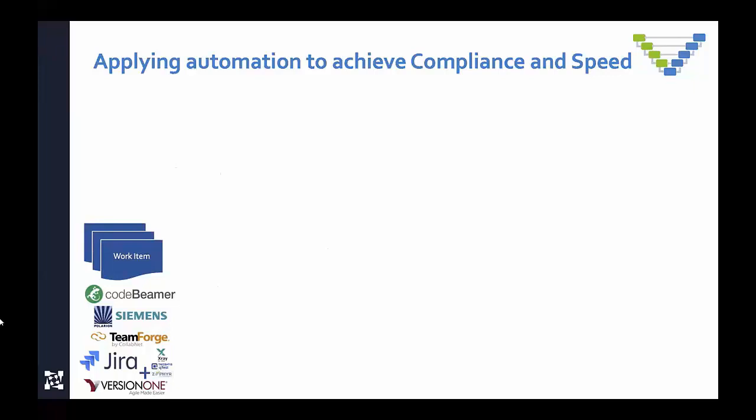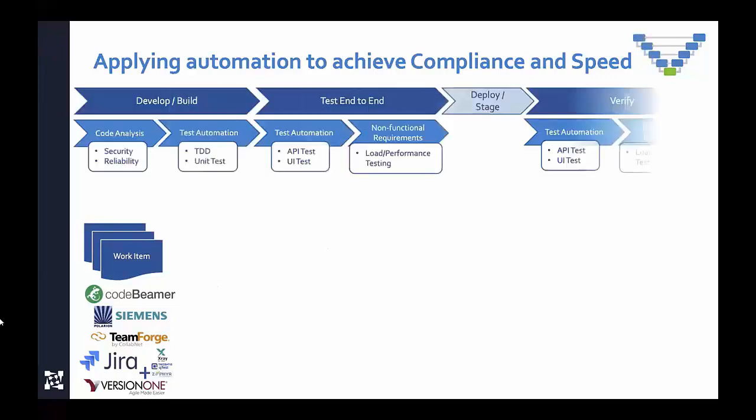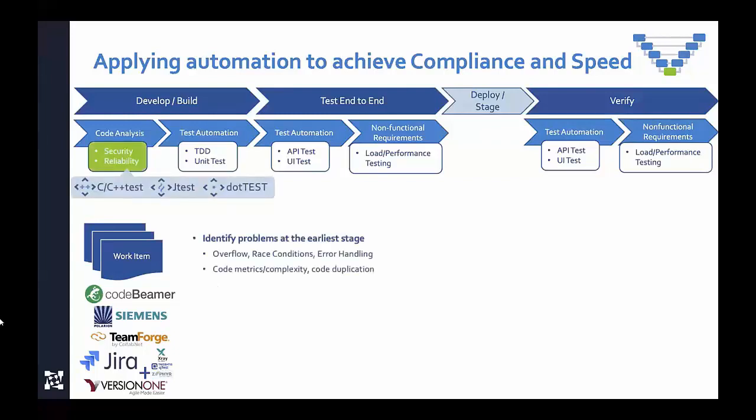So once I've got my work items, my requirements defined in my system of record, I'm then going to start triggering my software development process. The first phase of my software development pipeline is going to be around, obviously, development of code itself. And here, what we want to do is build quality into the application from the start.